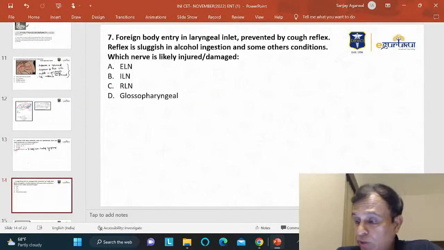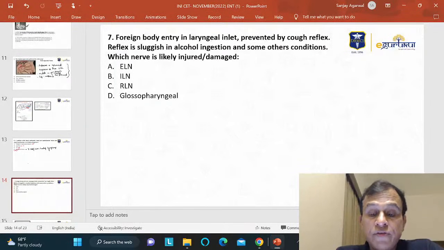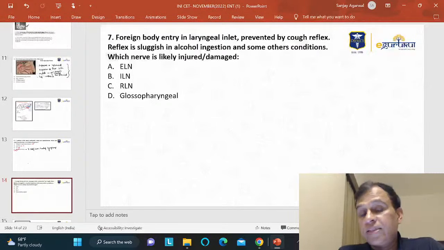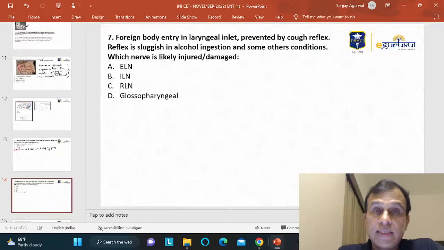Then we go to the 7th question. Foreign body entry in the larynx inlet is prevented by the cough reflex. The reflex is sluggish in alcohol ingestion and other conditions. Which nerve is likely to be injured or damaged? Basically, a foreign body has got stuck in the inlet of the larynx and the cough reflex is absent. So what is the cause of this? Which nerve damage? Is it the external laryngeal nerve, internal laryngeal nerve, recurrent laryngeal nerve, or glossopharyngeal nerve?